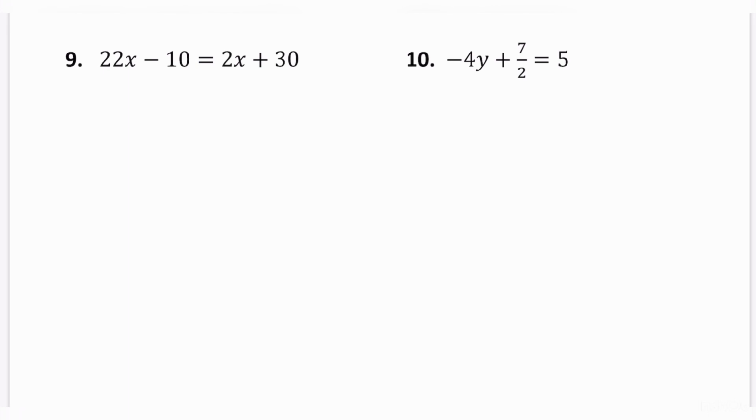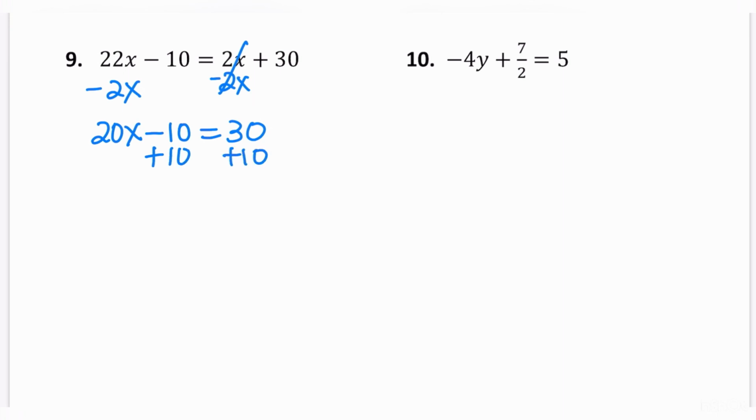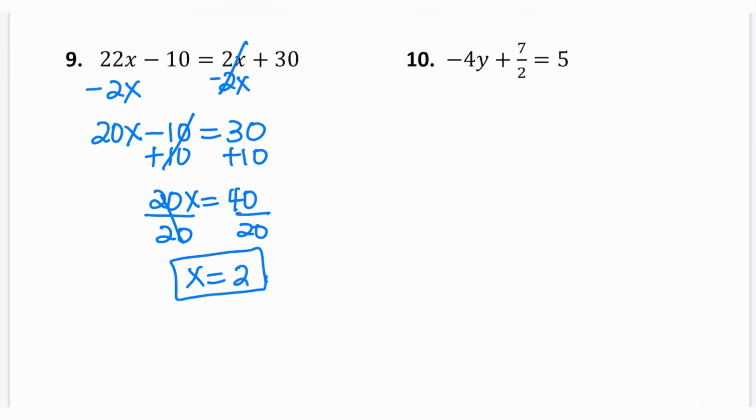So here, if I want to, once again, keep the variable on the left-hand side, I'm going to subtract 2x from both sides. I get 20x minus 10 is equal to 30. Now that I move the x's to the left, I can move the 10 over to the right-hand side, and I get 20x is equal to 40. Divide by 20. So that means that x is equal to 2. 40 divided by 20 is 2.